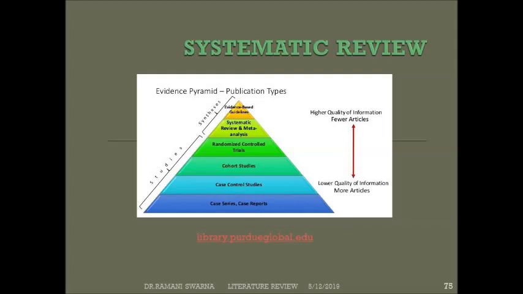And you can see that the lower quality of information, with more articles, is present at the lower level. As I keep moving upwards, you can see that the higher quality of information is acquired with a fewer number of articles. However, it is compulsory that you start off your studies with more and more articles.